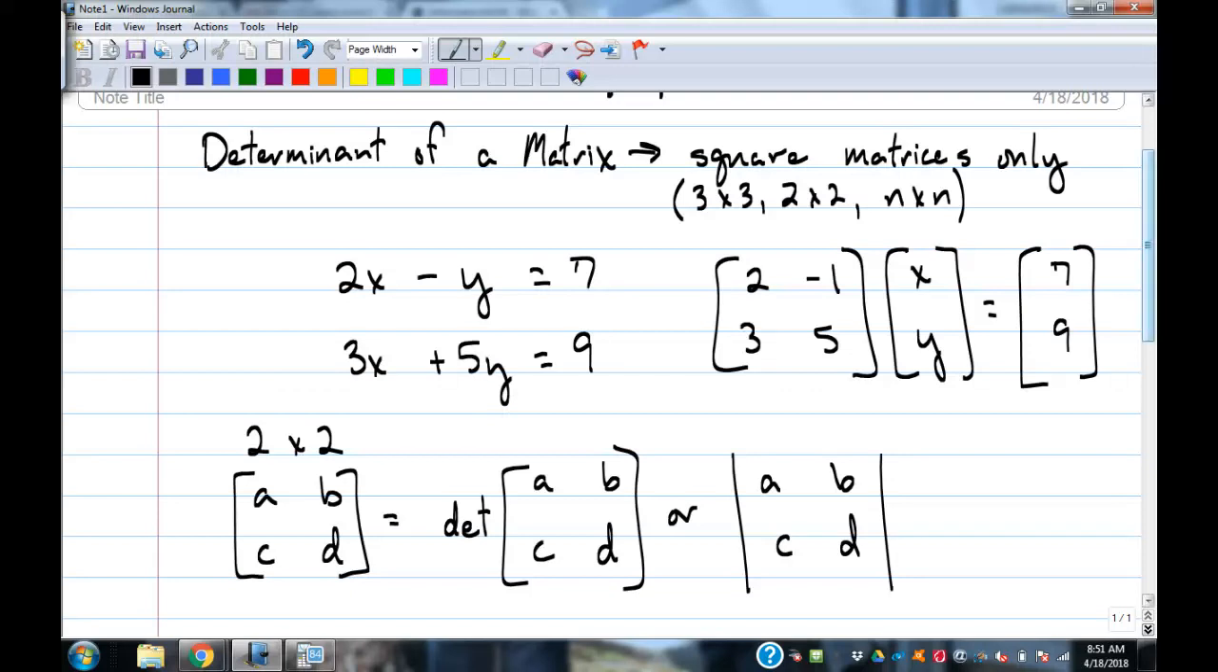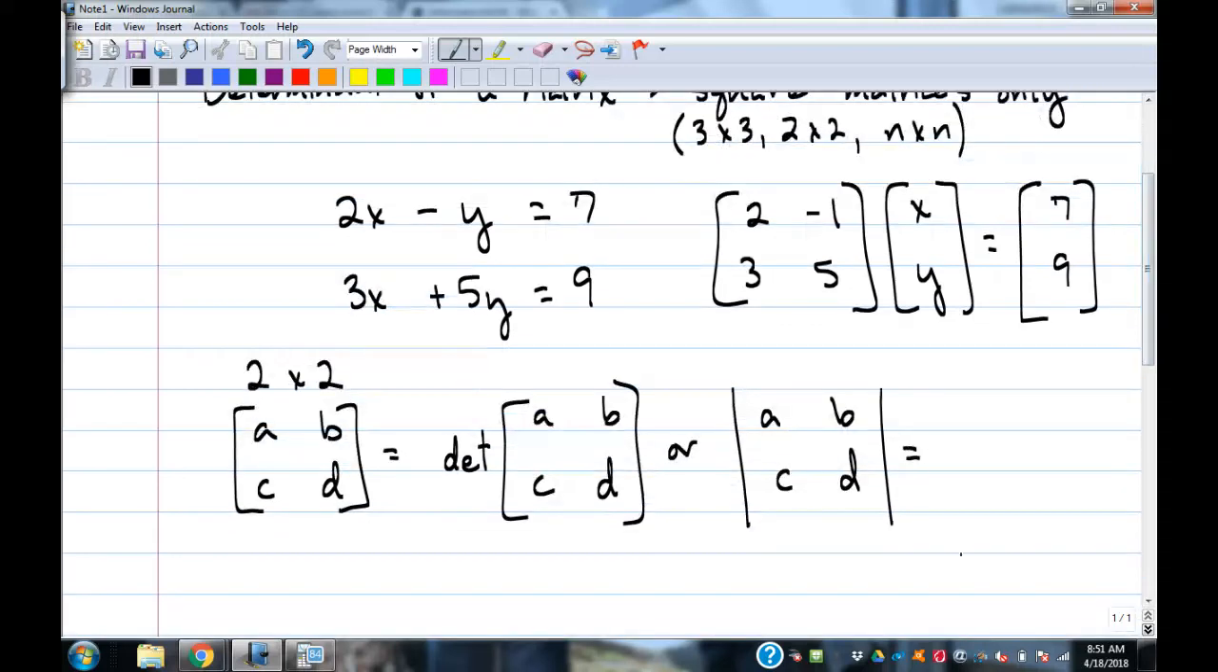The way you find that by hand for a 2 by 2 is you multiply the diagonals. You say A times D minus B times C. That will find you the determinant of a 2 by 2 matrix.